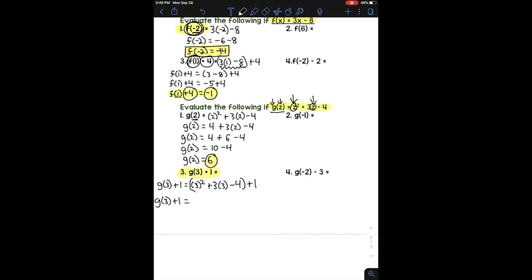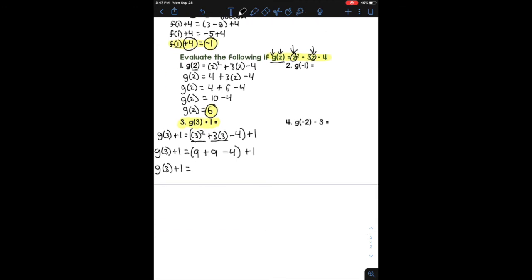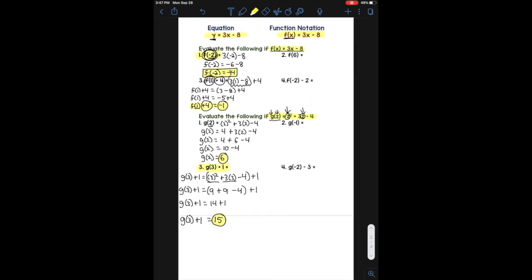So again, when we plug 3 into the function and add 1, let's simplify everything in the parentheses, and I'm actually going to do a couple steps at the same time. The exponents would go first. 3 squared is 9, because it's 3 times 3, plus 3 times 3 is 9, minus 4, plus 1. The next step we would do is still everything in the parentheses. However, we're going to add the 9s to make 18. Minus 4 will be 14, plus the 1 on the outside, in which we'll arrive at our answer. G of 3 plus 1 equals 15 would be our final answer.